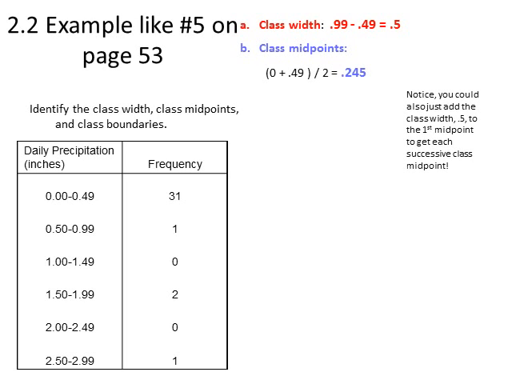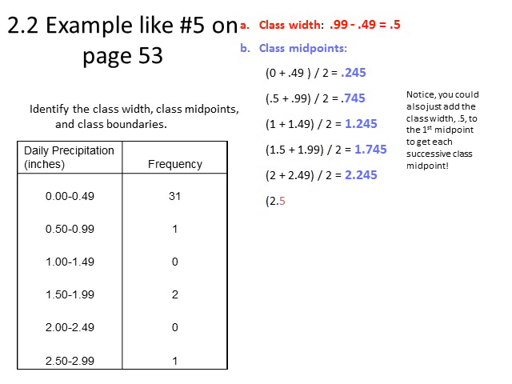Each class has a midpoint, so when you're asked to calculate the midpoints, you have to do it for each class. So the first class, we add 0 with 0.49 and divide it by 2. We get 0.245. Second class is 0.5 plus 0.99, divide that by 2 is 0.745. And by the way, if you're typing this in your calculator, make sure you type it in the way you see it on the screen, including the parentheses around the numbers that you're adding. If you don't put the parentheses around it, you will not get the correct number.